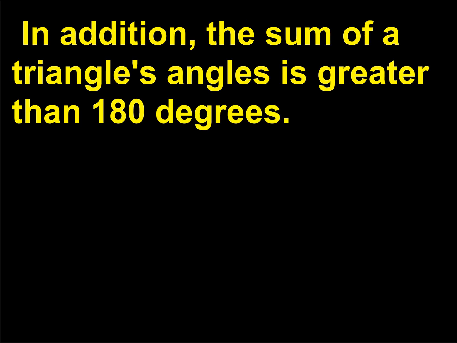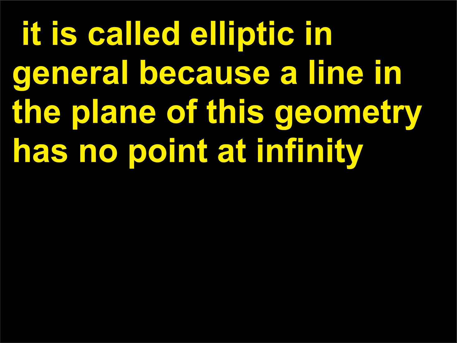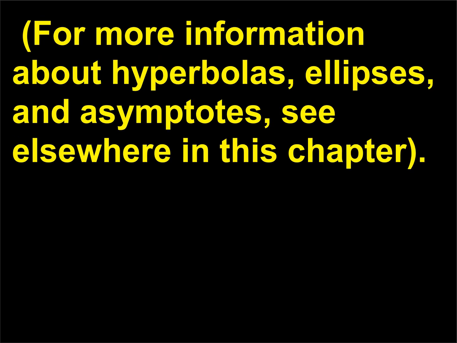In addition, the sum of a triangle's angles is greater than 180 degrees. Sometimes called Riemann's geometry, who developed the idea even further, see below. It is called elliptic in general because a line in the plane of this geometry has no point at infinity where parallels may intersect it, which is similar to an ellipse that has no asymptotes. For more information about hyperbolas, ellipses, and asymptotes, see elsewhere in this chapter.